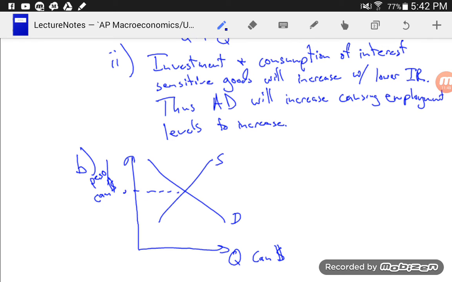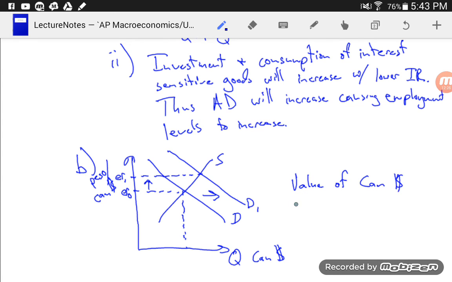And we have an initial exchange rate. I'll label it 0. I don't think I actually need to label the quantity there, but again, now more people are wanting to invest. More people are wanting to invest in Canada because of those high interest rates. So the demand for Canadian dollars is going to increase, which means that exchange rate is going to increase. So the value of the Canadian dollar increases.